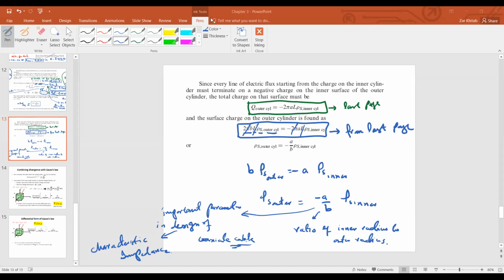All right. So characteristic impedance is an important parameter for the design process of the coaxial cable. Okay.